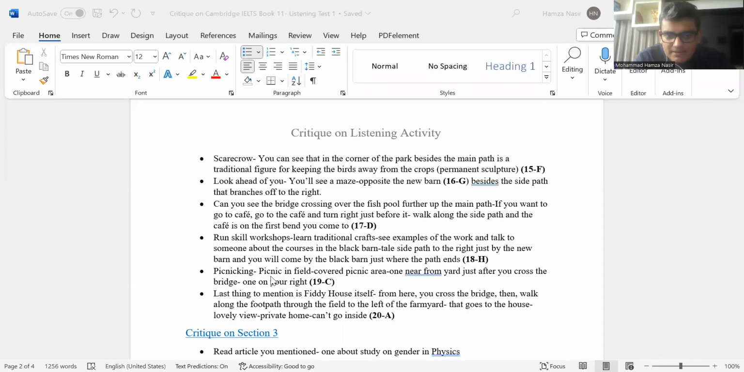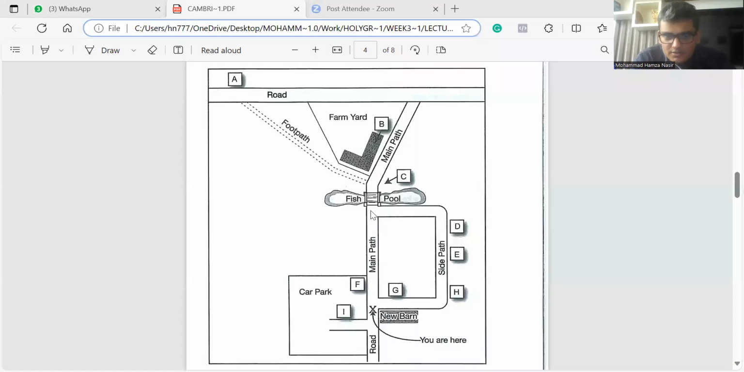Then they say picnicking. Picnic in the field-covered picnic area, one near the yard just after you cross the bridge, one on your right. So there is a picnic area. After you cross the bridge, it is the one on your right. So this is the bridge, and it's going to be the one on the right. It's going to be Charlie.